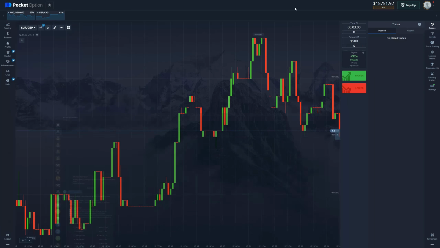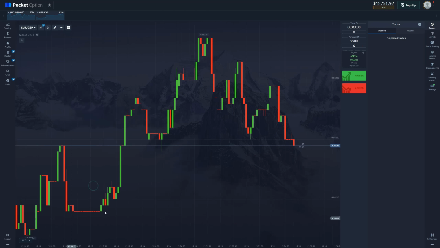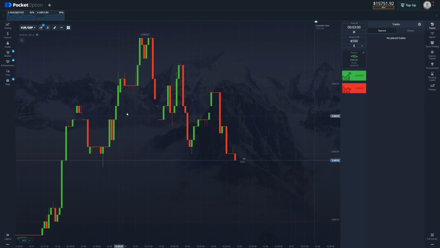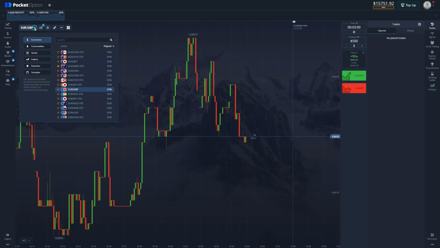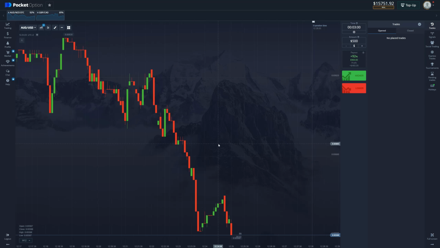Now let's go back and see. For example, I want to go for another pair. Like this one looks a little bit shady, right? No movement, low volatility, almost no movement right here, but then sudden spikes. So I don't like it. I want to find something nicer, and this is pretty good, Australian dollar.